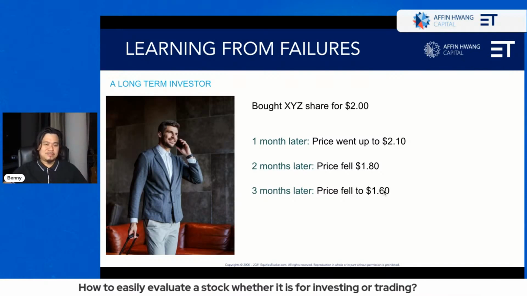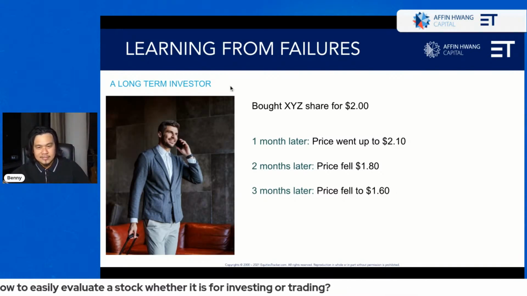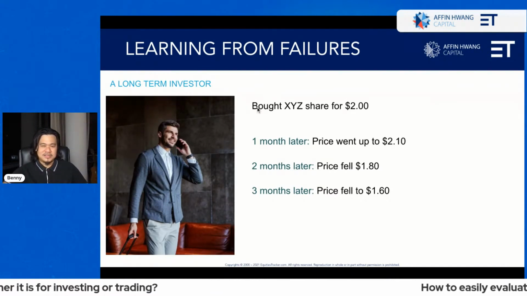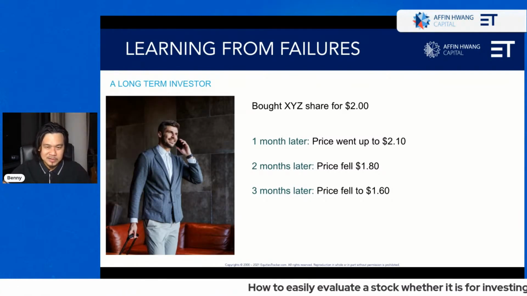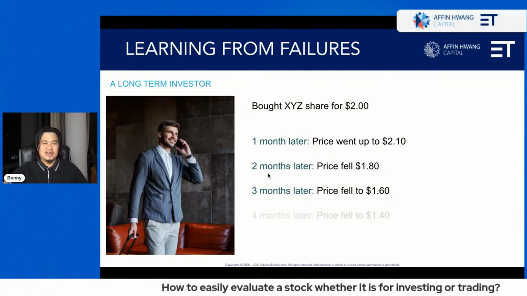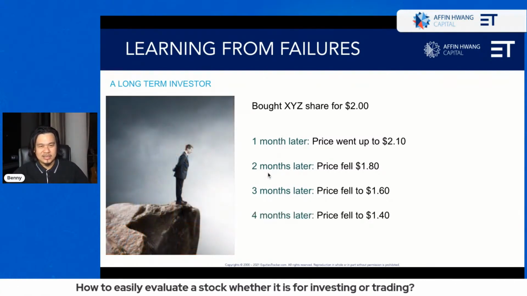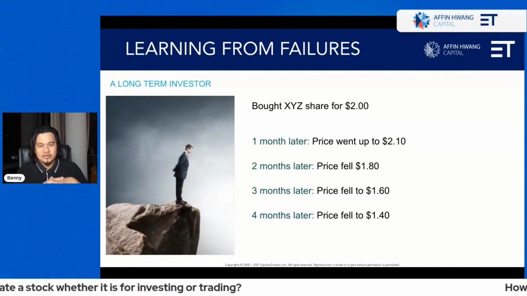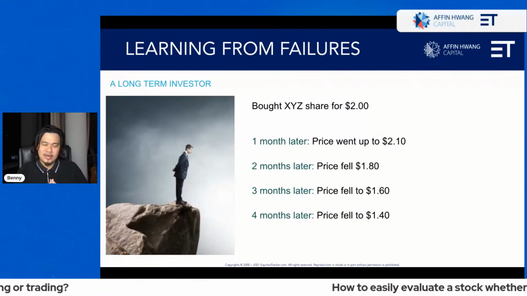But 3 months later, the price fell to $1.60. Okay. So now it's down 40 cents. All right. Which is about 20% down now. And now you're facing this hurdle again. What do I do? Right? Should I sell or should I hold? Okay, fundamentally the company is still doing quite okay.